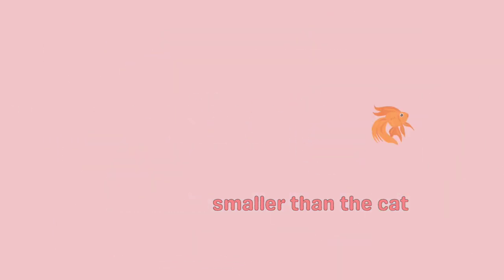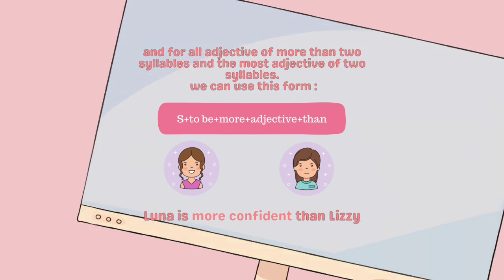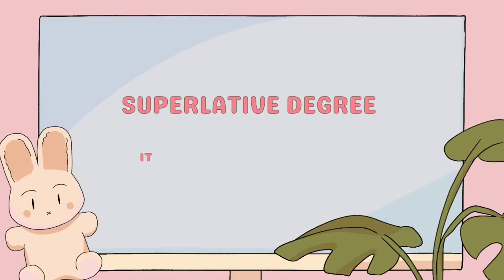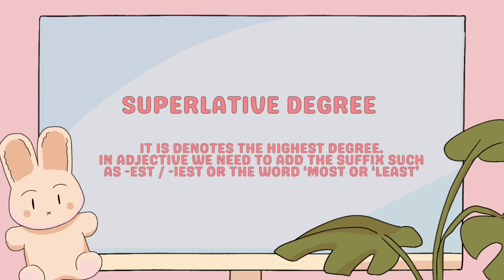And for all adjectives of more than two syllables and most adjectives of two syllables, we can use this form: subject plus to be plus more plus adjective plus than. For example, Luna is more confident than Lizzie. And the last is superlative degree. It denotes the highest degree.